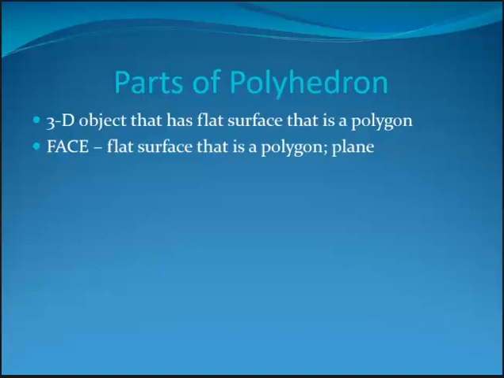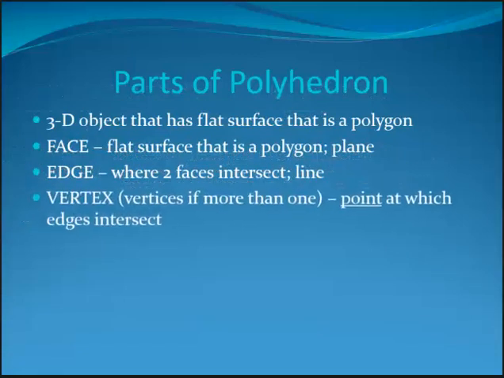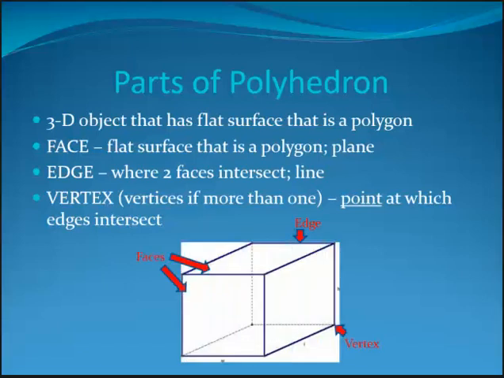Where two faces, or three or four faces, meet along a straight line is called an edge. So it looks like a line in the drawing. And then where all the edges come together makes a point, and we call that a vertex, similar to the vertex of an angle.